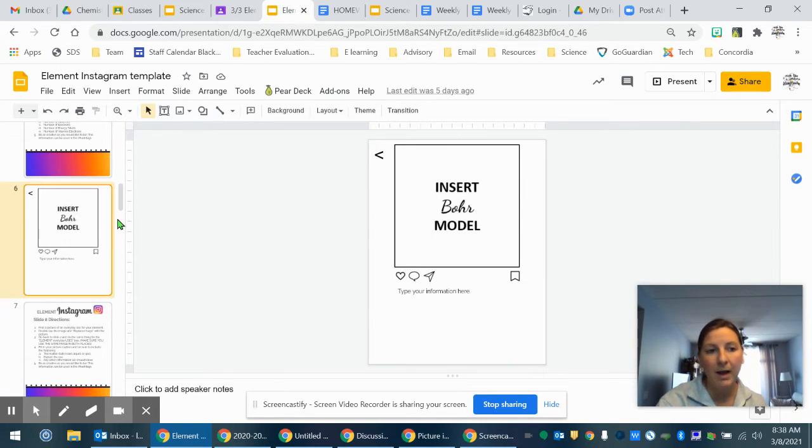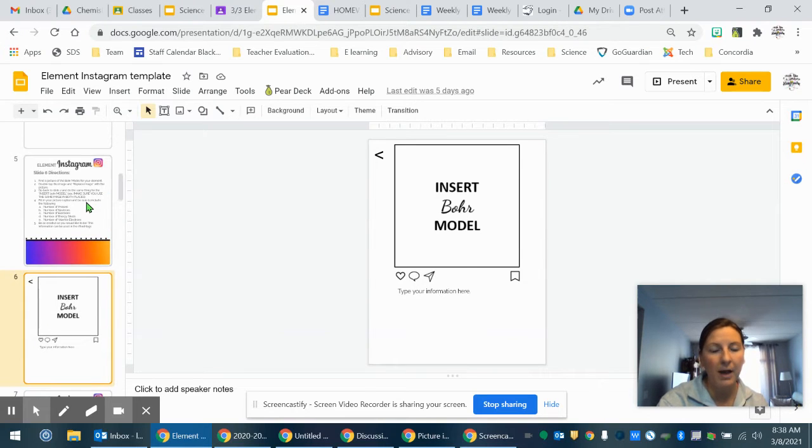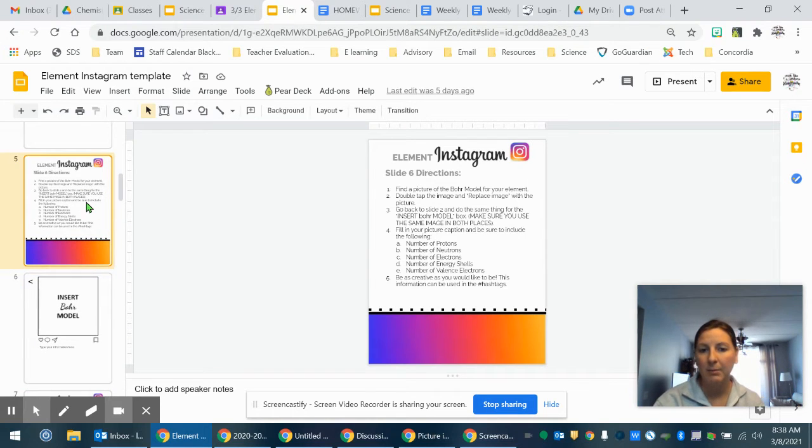You need to do your Bohr model post. Again, a picture of the Bohr model and your caption. How many protons does your Bohr model have? How many neutrons? How many electrons? How many energy shells? So the rings that surround the nucleus. And how many valence electrons does your atom have?